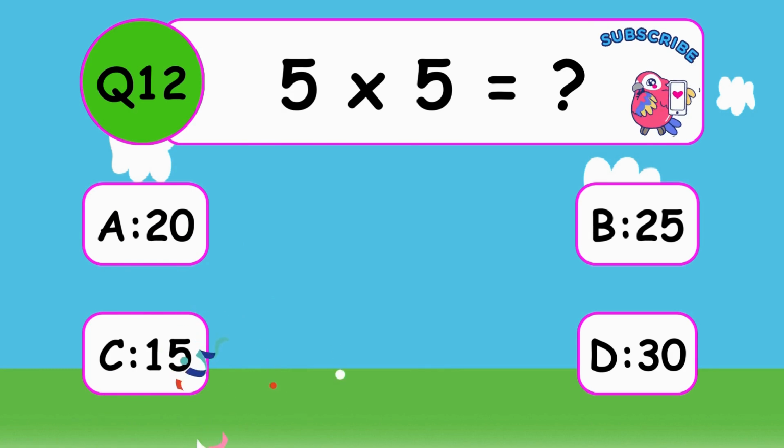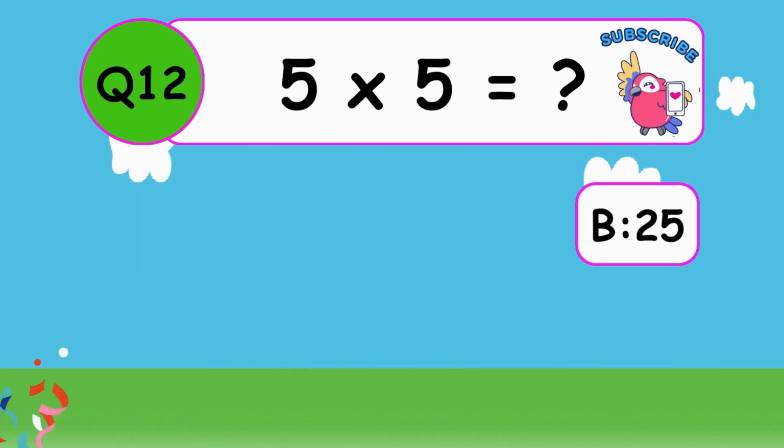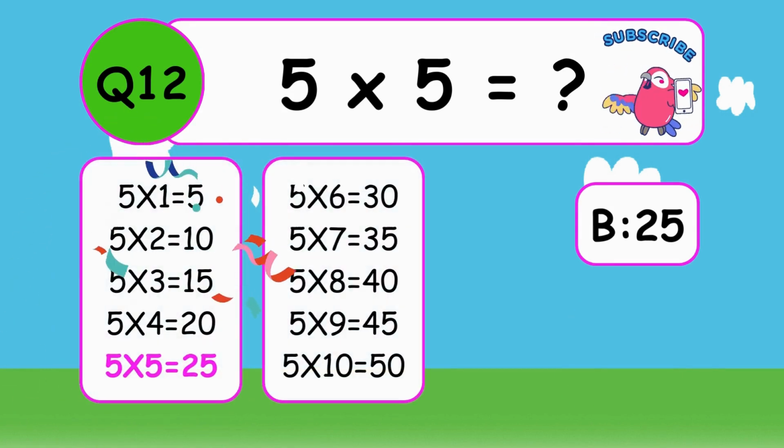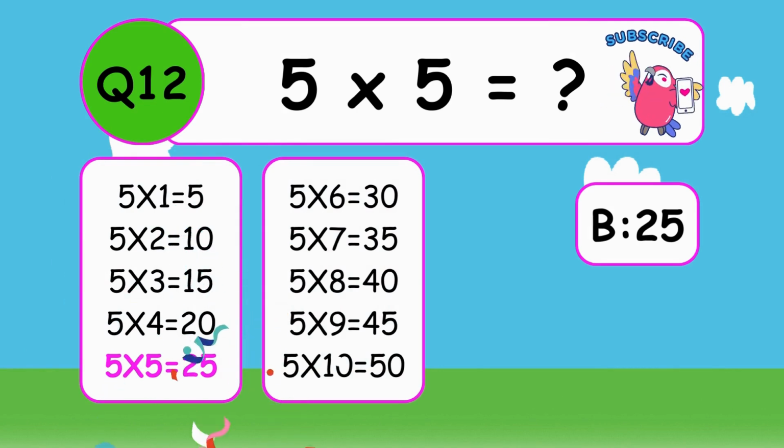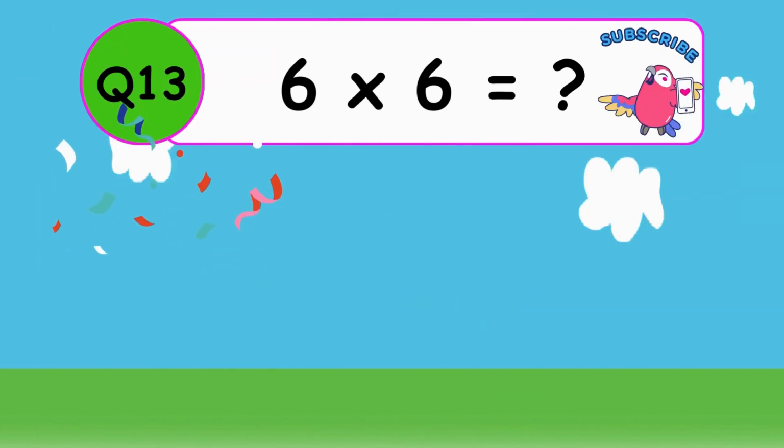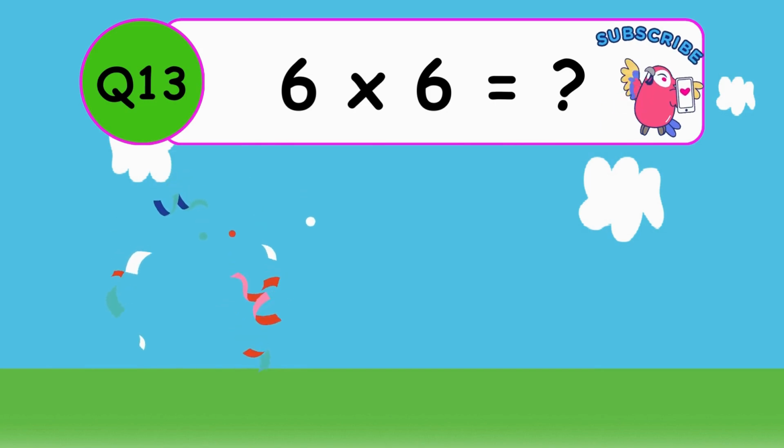The correct answer is B, 25. 5 times 5 is equal to 25. What is 6 times 6?